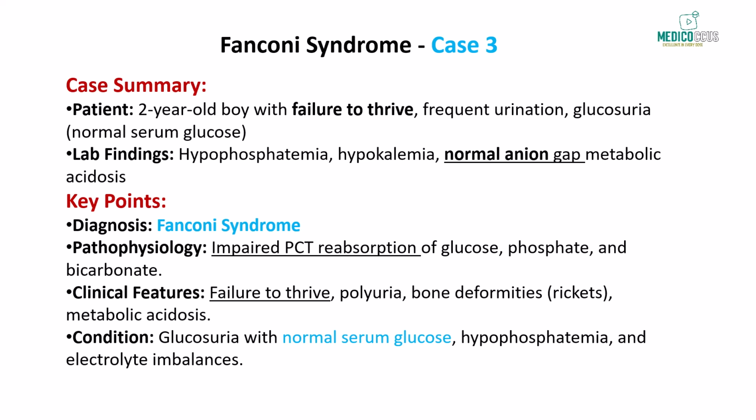To summarize, Fanconi syndrome is a disorder of the proximal convoluted tubule that leads to the urinary loss of substances normally reabsorbed by this part of the kidney, including glucose, electrolytes, amino acids, and bicarbonate. This results in clinical features such as failure to thrive, glucosuria with normal serum glucose, polyuria, hypophosphatemia, hypokalemia, and a normal anion gap metabolic acidosis. Early recognition of this pattern is crucial for diagnosis and management.